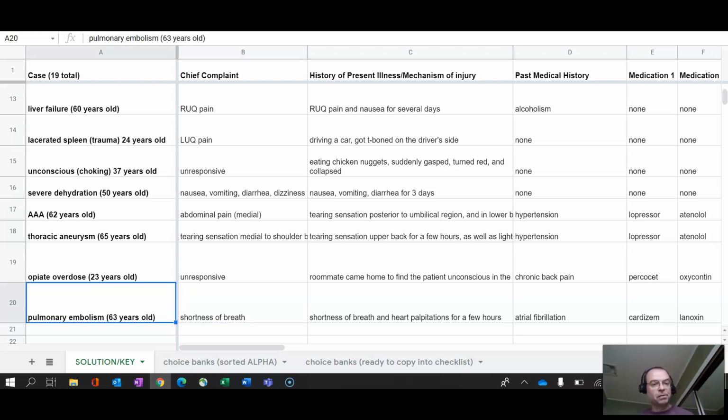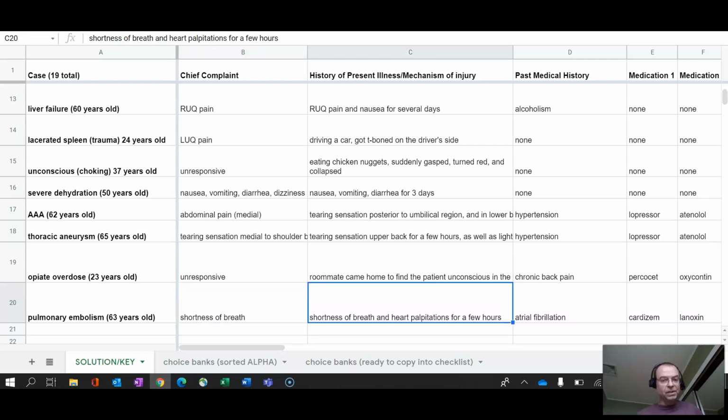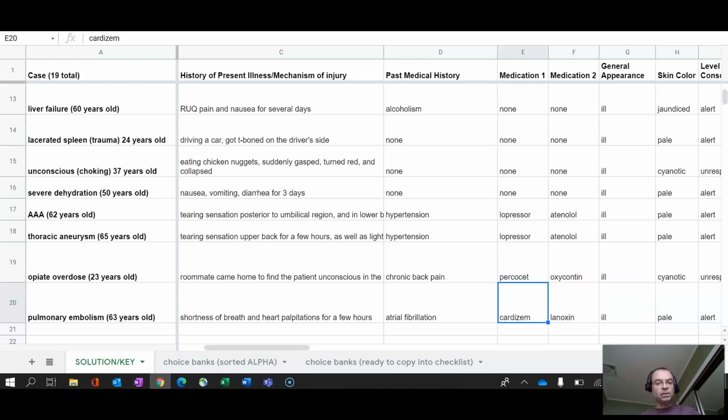So for example, for a 63-year-old with pulmonary embolism, their chief complaint will be shortness of breath in the case that I created. History of present illness for that same patient will be shortness of breath and heart palpitations for a few hours. Their past medical history will be atrial fibrillation. Because they have AFib, they will be on Cardizem and Lanoxin. Now these fit in because atrial fibrillation puts you at a higher risk of throwing a clot from either the right atrium or the left atrium. And Cardizem and Lanoxin are both used to help control atrial fibrillation.